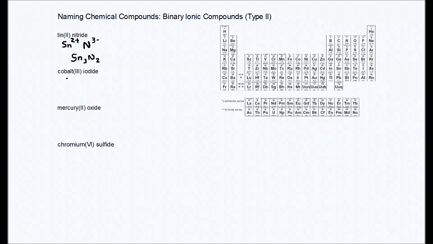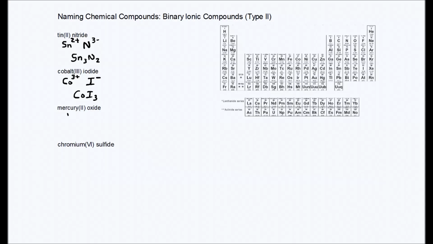Cobalt(III) iodide, cobalt, Co. The 3 is 3+. Iodide. Iodide is iodine with a -1 charge. Crossing the charges and balancing them, CoI3.